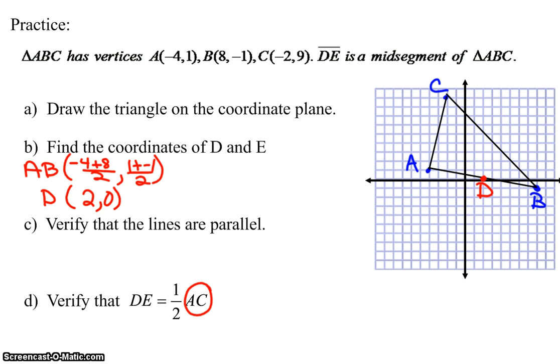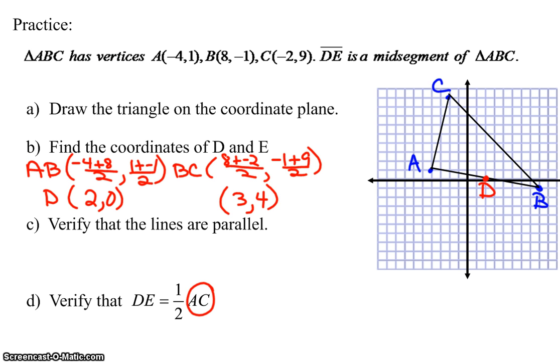Now I still need to calculate the midpoint of BC. Pause the recording and do that if you have not already finished it. I calculated the midpoint of BC at 3, 4. I'm going to label that point E and draw the segment.